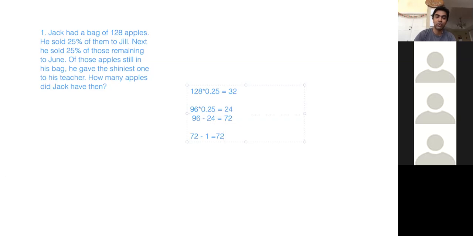So yeah, we start off with 128. 25% of that is 32, so 32 apples were sold to Jill. Then 96 are left. And of those, 25% remaining are sold to June. So 25% of 96 is 24. Subtract 24 from 96, we have 72. And one apple is given to the teacher. So 72 minus 1 is 71. Any questions on this? Okay, let's move to the second one.